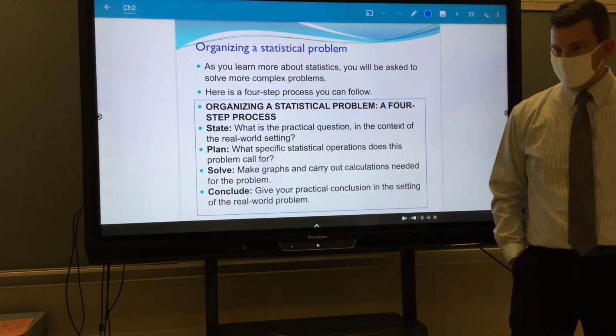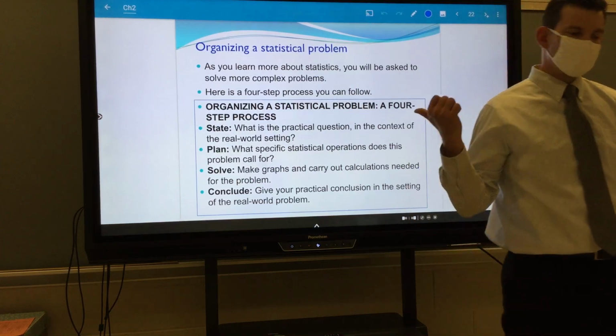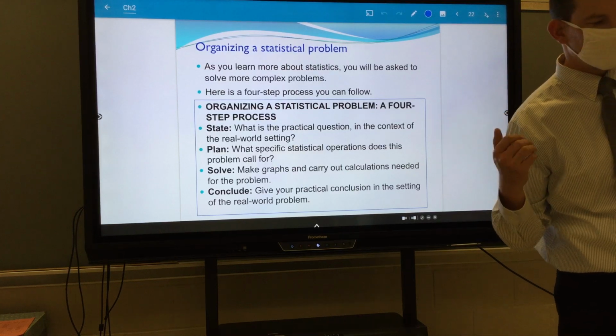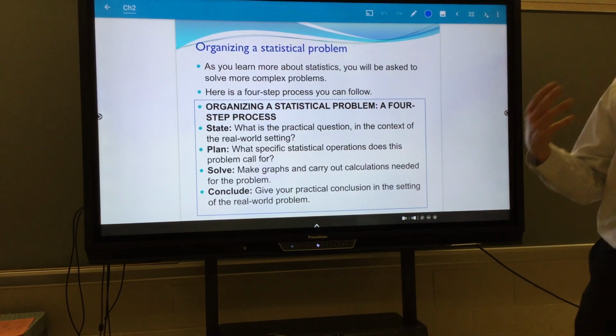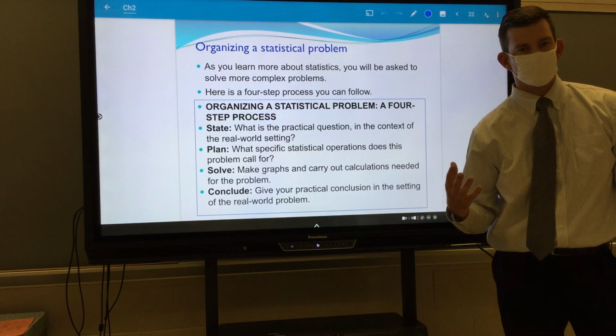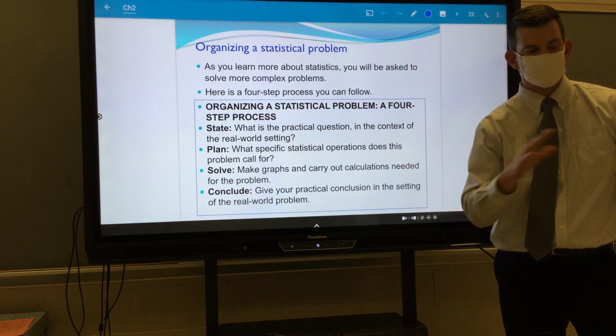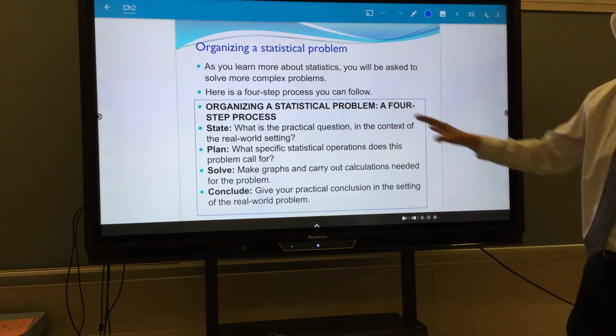All right, the very last thing that I have for today. This is something that the book kind of throws in here. It's kind of like overall guidance for solving a statistical problem. Okay? Kind of stands away from the rest of what we talked about in this section.